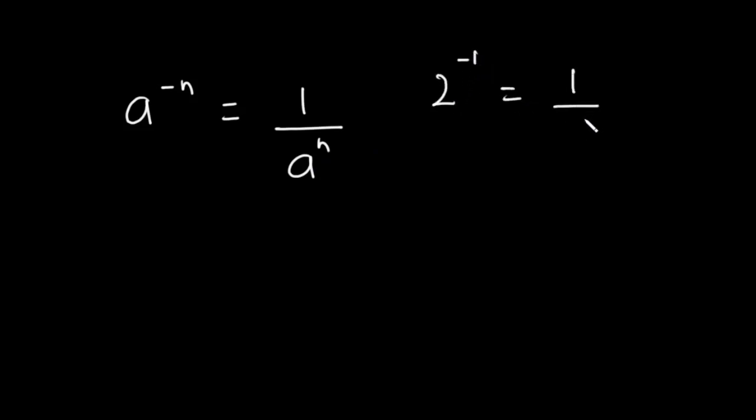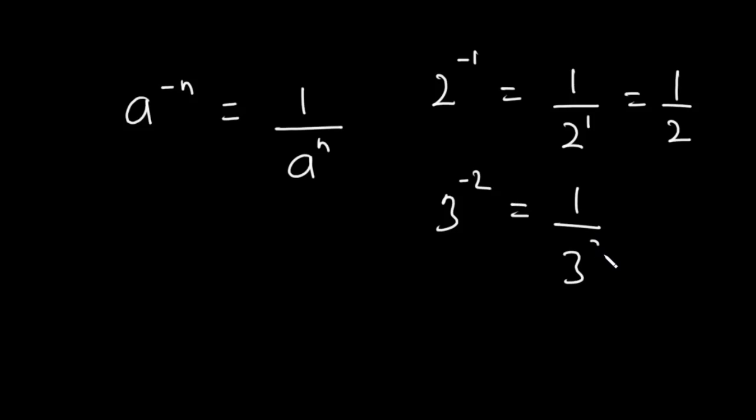Now, if you have a exponent negative n, then you can represent that as 1 over a exponent n. So for example, if you have 2 exponent negative 1, then it's equal to 1 over 2 exponent 1, which is equal to 1 over 2. If you have 3 exponent negative 2, it is equal to 1 over 3 exponent 2, which is equal to 1 over 9, because 3 exponent 2 is 3 times 3, which is equal to 9.